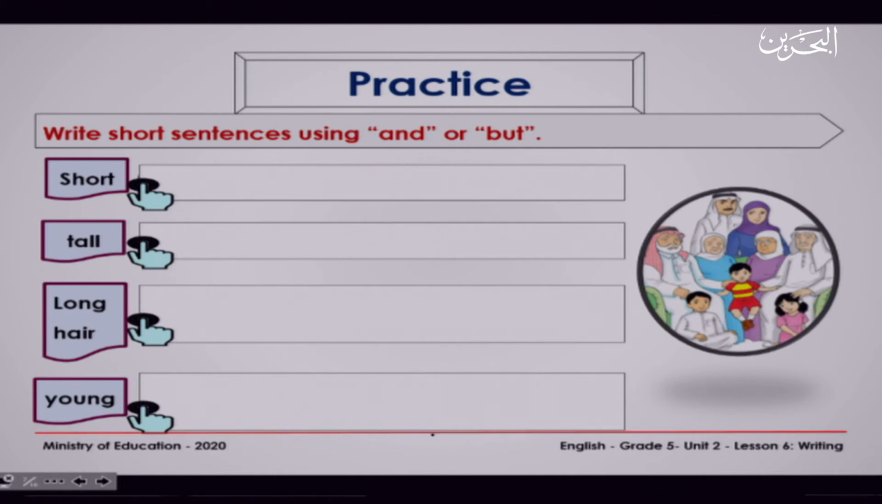In this activity, I want you to look at this picture. This is a family. You have to write sentences using these adjectives. In your sentence, you have to use and, or, but. You can write your sentences on your mini boards. You have 5 minutes. Good luck.